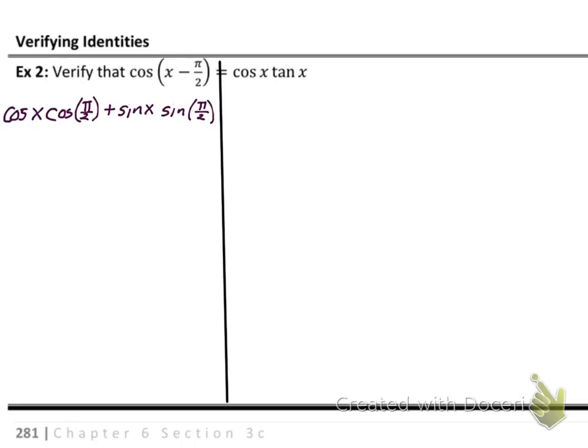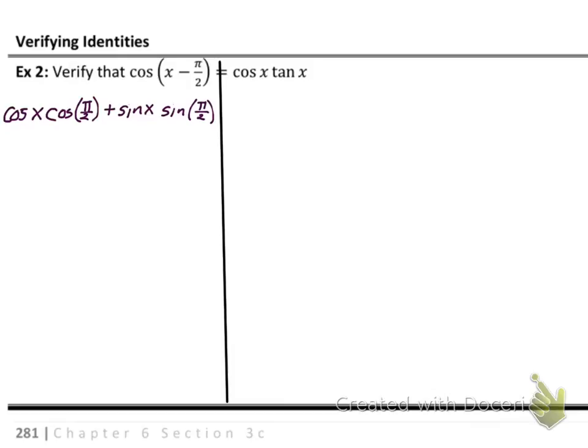Okay, now we're going to keep simplifying. Well, I have cosine of pi over 2. What is the cosine of pi over 2? That's the one that's straight up and down. That point up there. I'm looking for the x value. Alex has got it. Michael's got it. Ethan, you want to say it out loud? 0. It's 0. So that's actually 0.